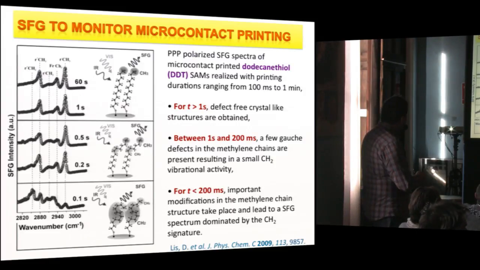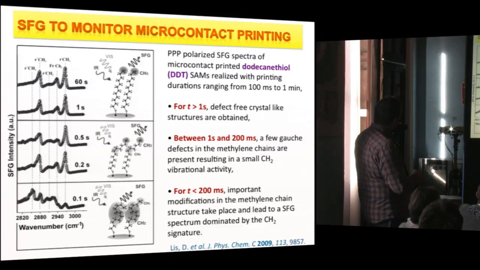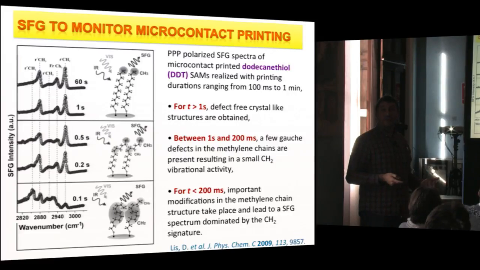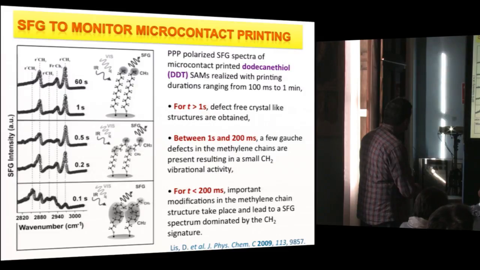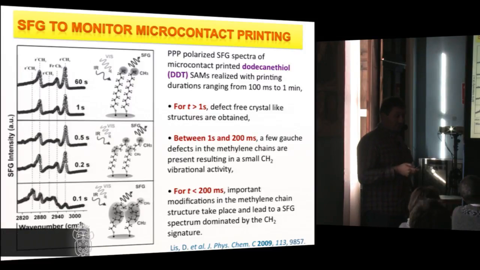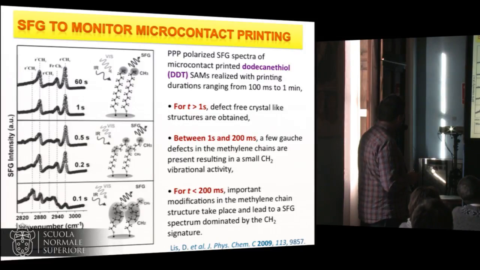On the other hand, before equilibrium, your chains might be a bit distorted, you might have some gauche defects, so you lose central symmetry, and in such a case, you see the signals coming from the CH2 groups here, so you have, of course, symmetric and asymmetric CH2 vibration signals.